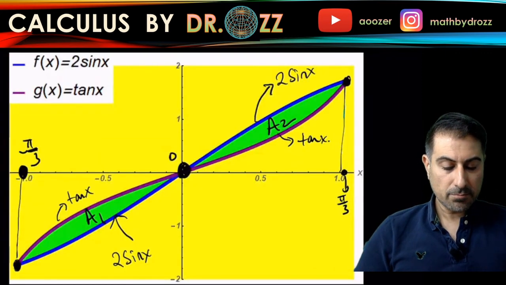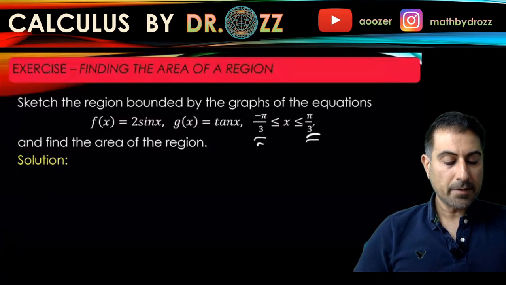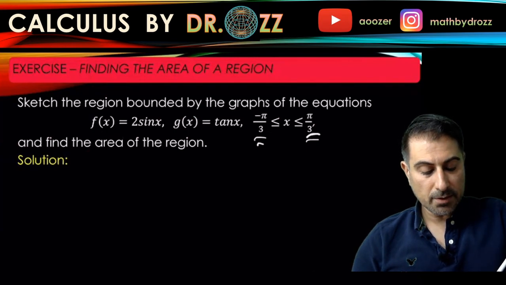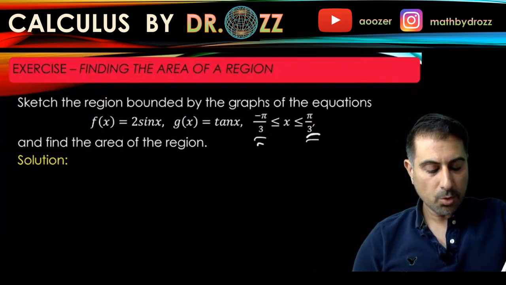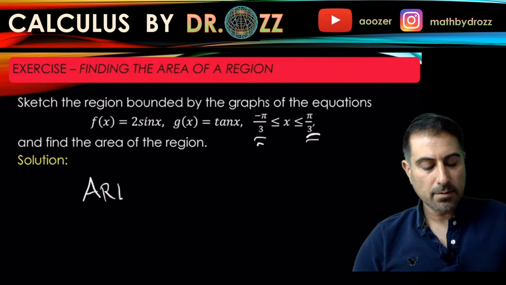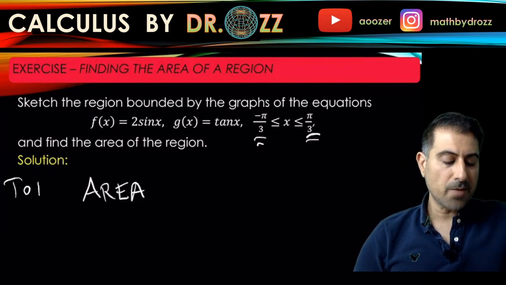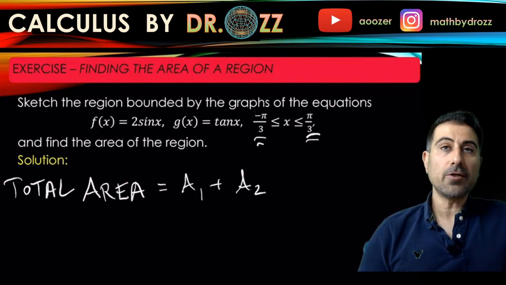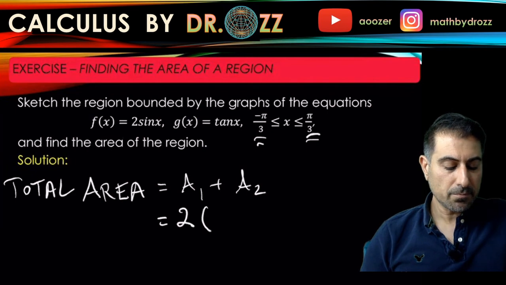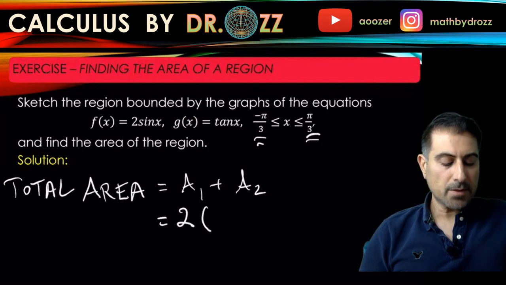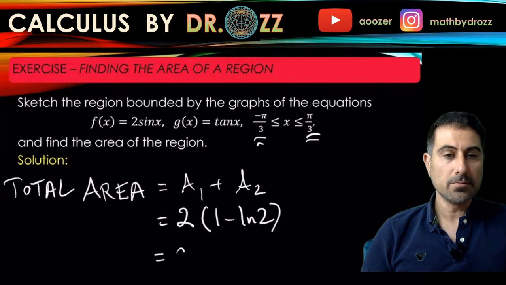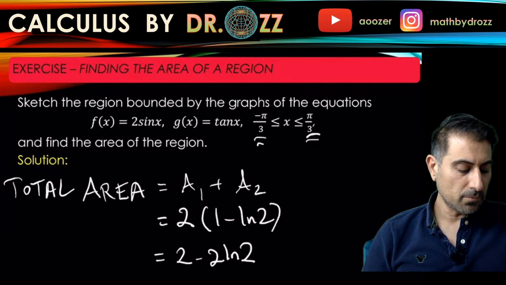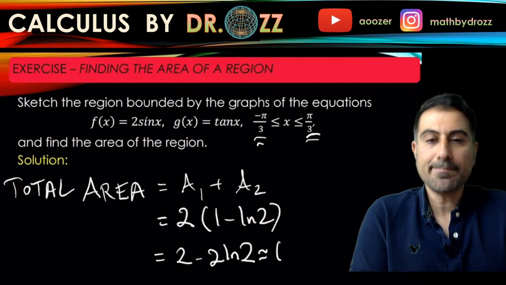And then going back to the original problem, this area surrounded by the graphs of 2 sine x and tan x in between negative pi over 3 and pi over 3, let me call this the total area. It is the summation of A1 and A2. And that is twice what I found as the value of each integral, and that's 2 minus 2 ln2. And go ahead and approximate this number in decimal places. It's 0.614.